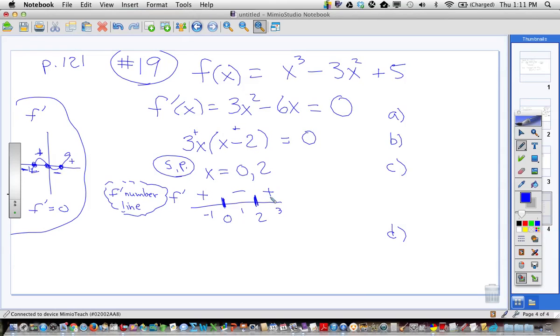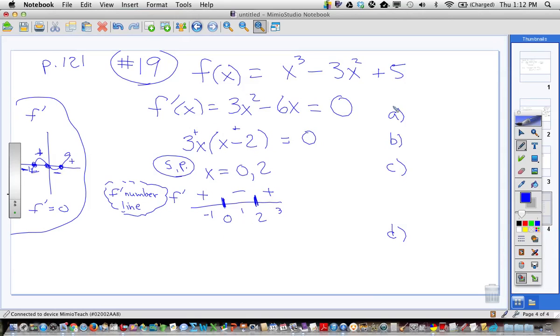Doesn't this f prime number line tell us everything this told us? Yeah, because this is f prime. This is where f prime is negative, positive, negative, positive. That's the same thing. So this tells us that f is increasing at these places. And so now let's just go answer our question. We got everything we need right here. So now let me tell you how you answer the question.